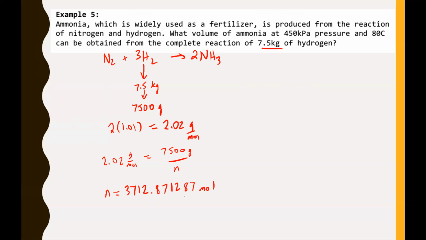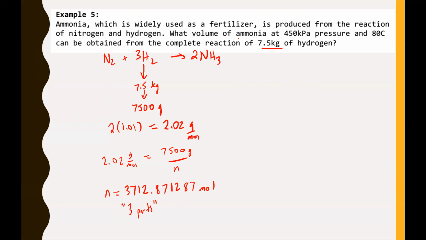3,712.871287 moles. I kept pretty much all the digits that came up in my calculator because I want this to be accurate. Now, take a wild guess. Shout it at your screen here. How many parts is this number of moles? 3. Yes, it's 3 parts. So this is 3 parts for our H2.